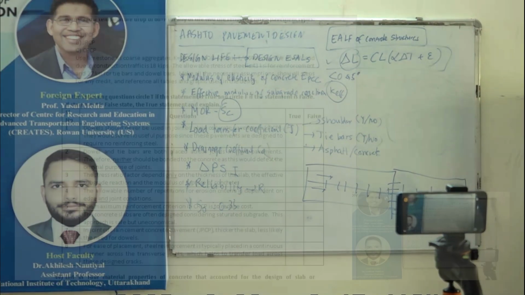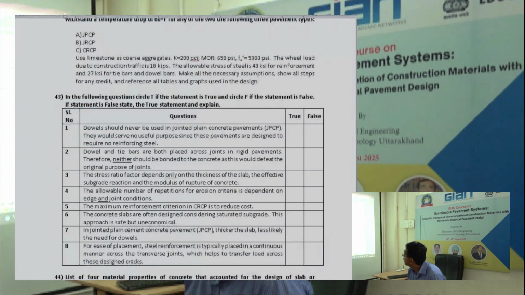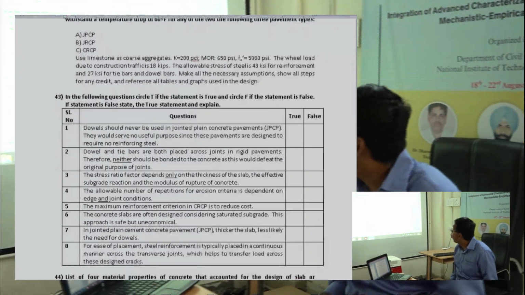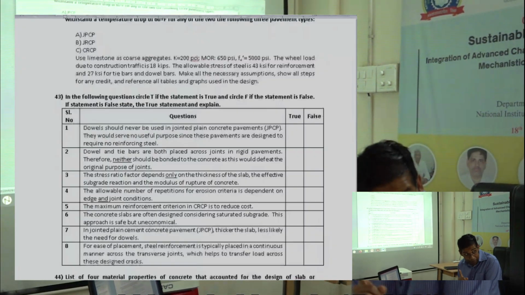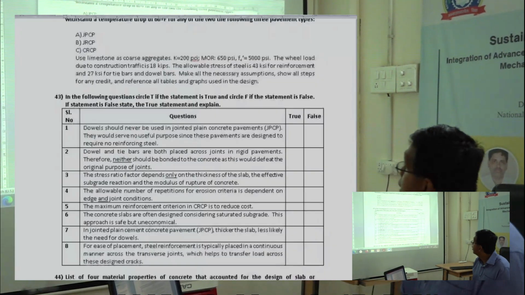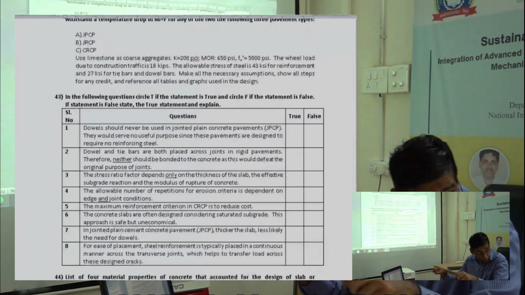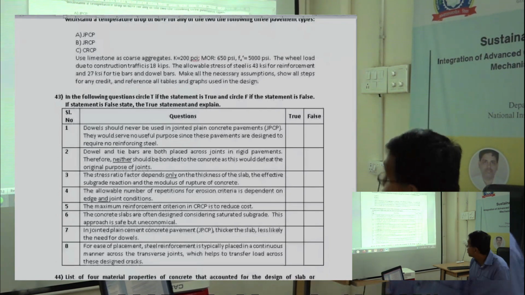Next one. So one side should not be bonded, the other side should be bonded to allow for free motion. One side should be bonded to the dowel, the other side should be free, otherwise you will have significant stress develop, right? Or next one.